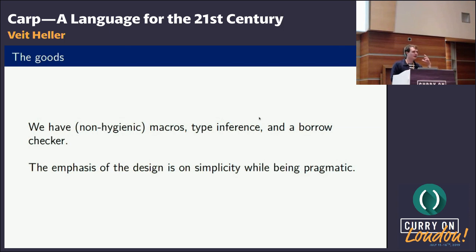Then this expanded code is going to be type inferred. We're going to figure out what the types of things are. And then we have a borrow checker that will figure out the lifetimes of things. I'm going to go over those a little bit later, but if you have any questions about them right now, that's also fine.